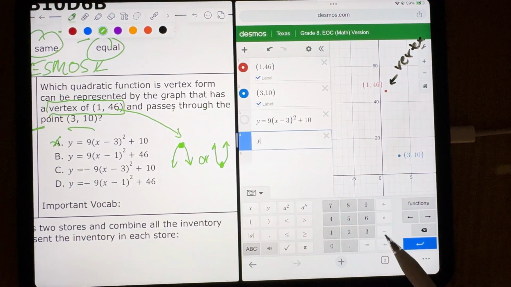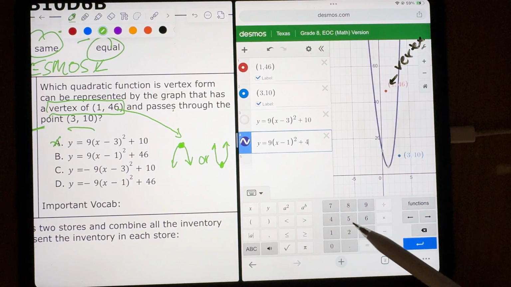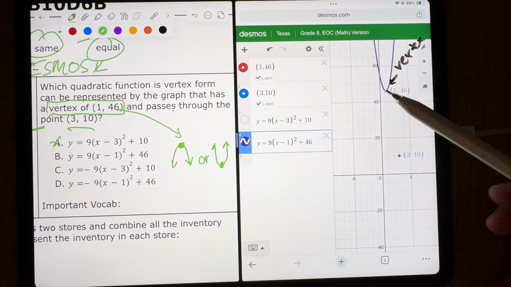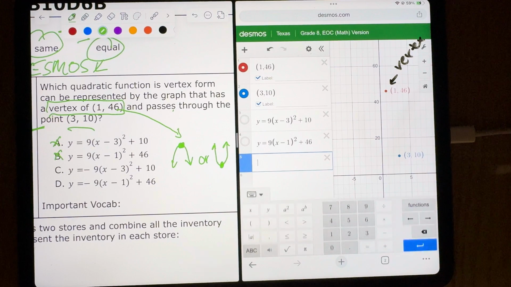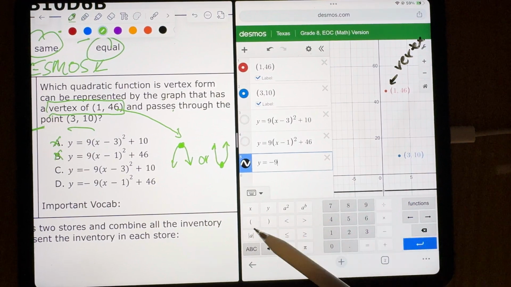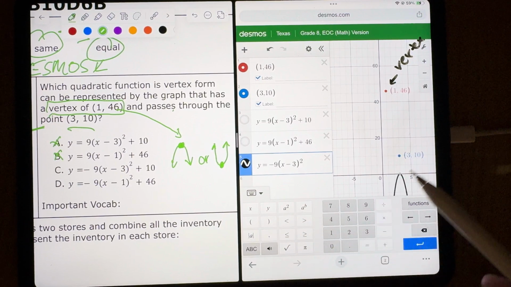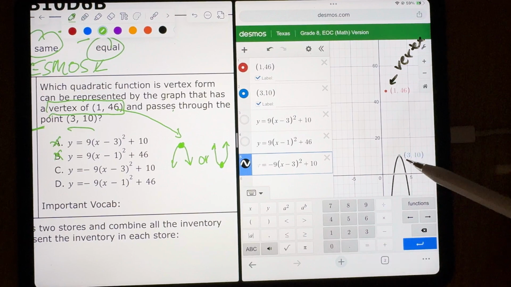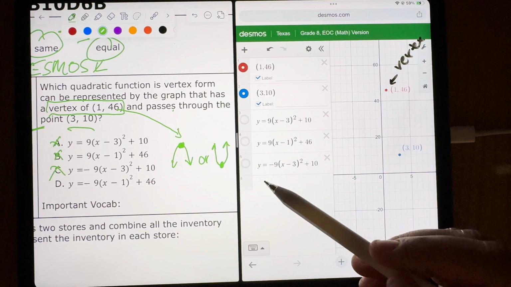My next one is y equals 9(x - 1)^2 plus 46. Now see, this is good. This is a vertex. This is what I want. But it does not touch my other point. So this one is bad. So now let's go to the next one. Y equals negative 9(x - 3)^2 plus 10. So this one, again, not good because it does not touch both of my points. So let's try D. Hopefully that's my answer.